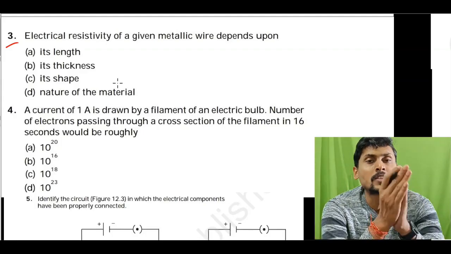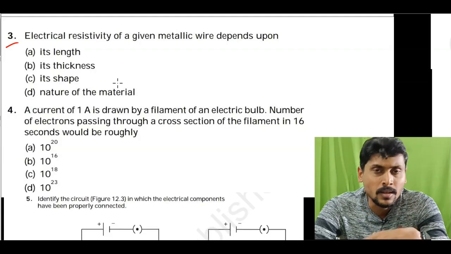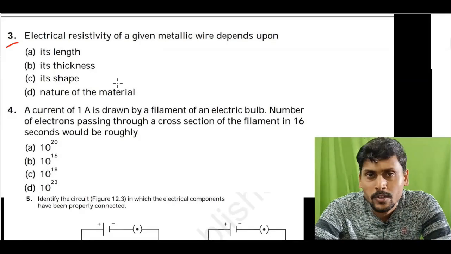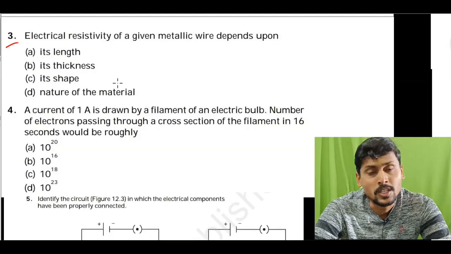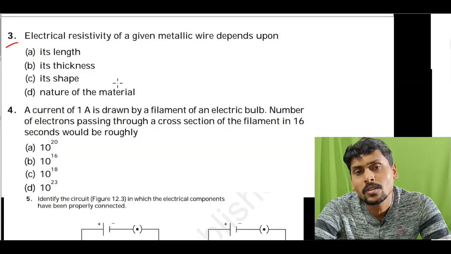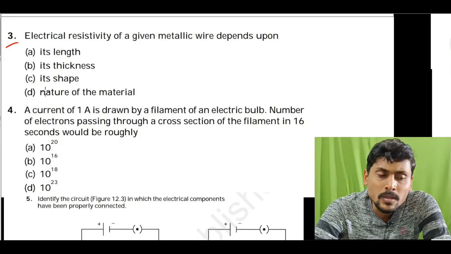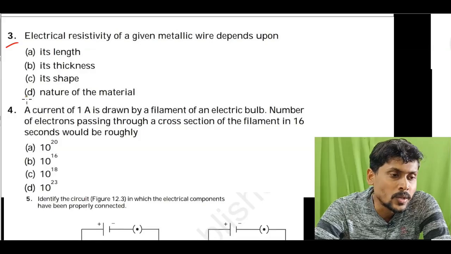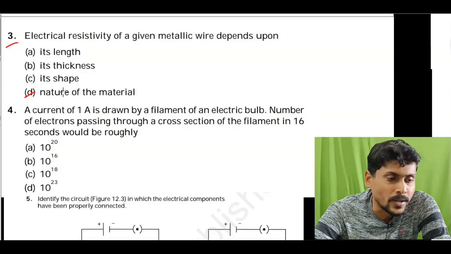So remember that resistivity does not depend upon the geometry of the material, like the length, the area of cross section, or the shape of the conductor. It only depends upon the nature of the material and also on the temperature. So out of the four options you have to choose the correct one, which is option D. Resistivity depends upon the nature of the material.